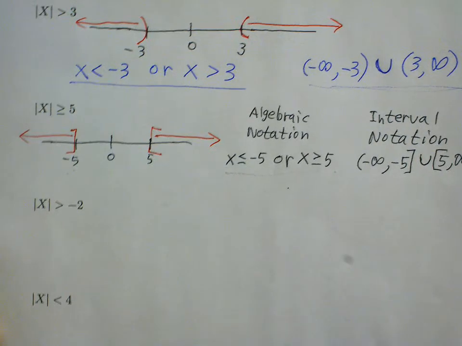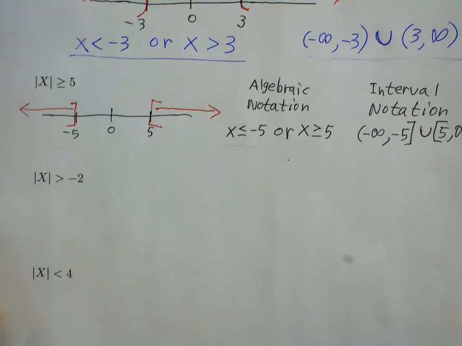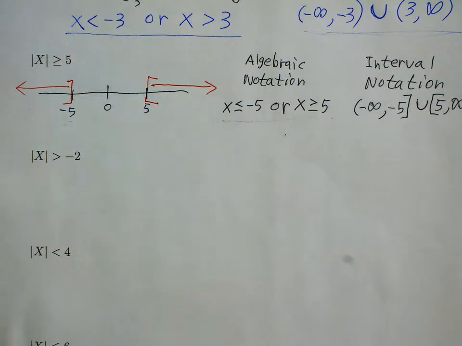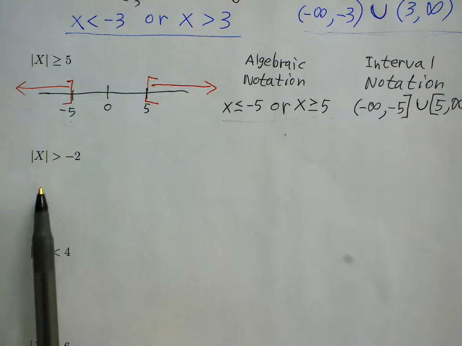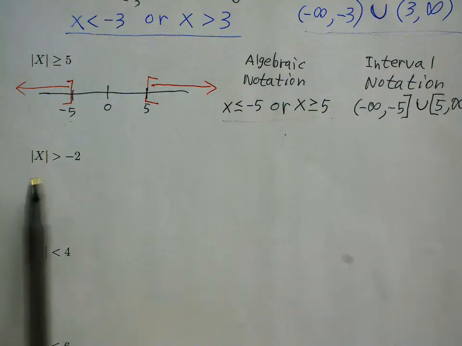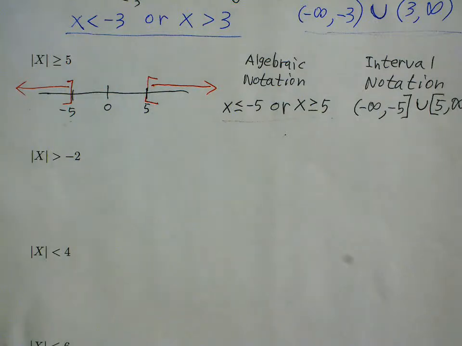Okay, let's look at the next example. The absolute value of x is greater than -2. So can you think of any numbers whose distance from 0 is greater than -2?